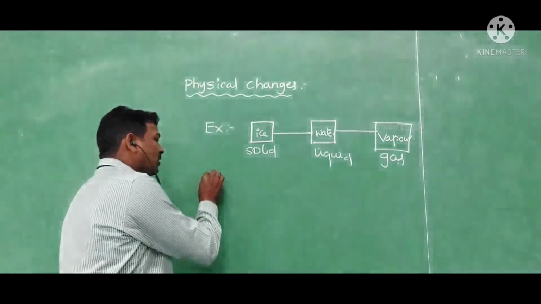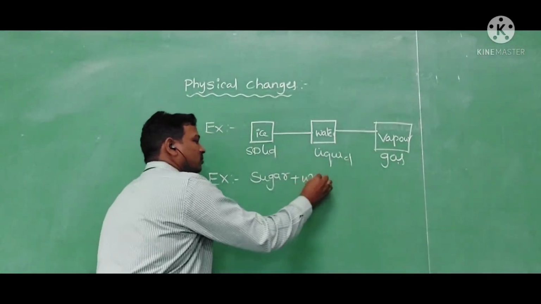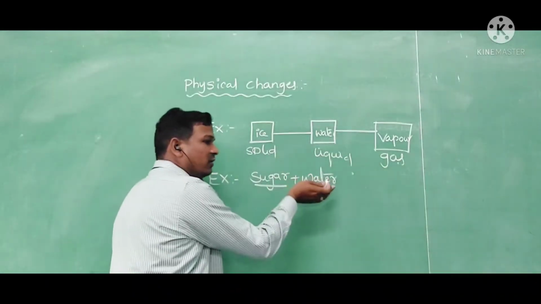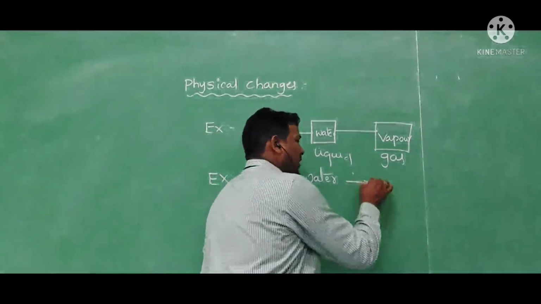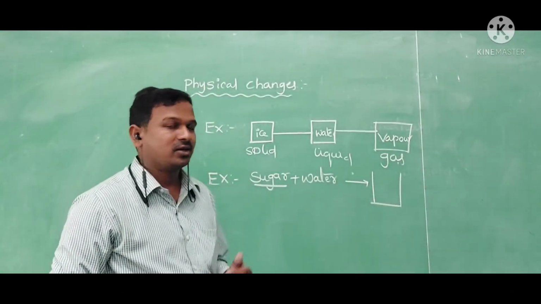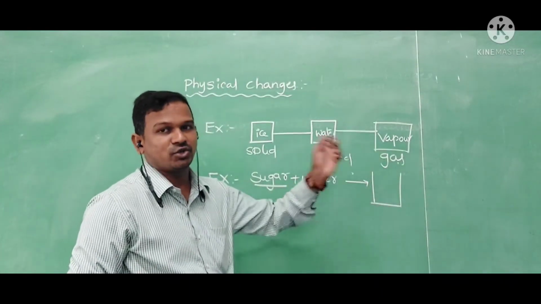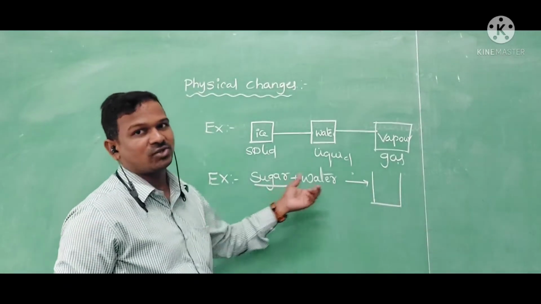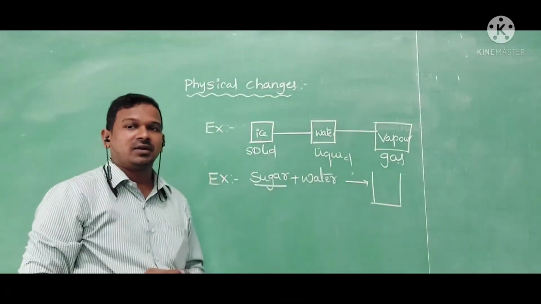Now here one more example I will take. When sugar is dissolved in water, what will happen? The sugar will convert from solid into liquid state. So there is a change of state here. Now a solution will be formed. Sugar has the property of sweetness. By dissolving the sugar in water, will the sweetness of the sugar change? No. So the chemical composition of the sugar is not changing here. So this is about physical changes.